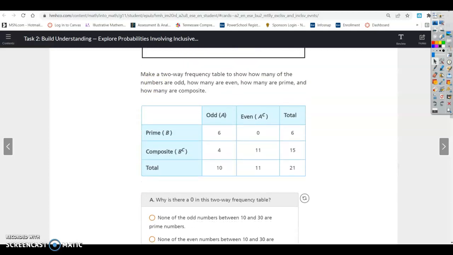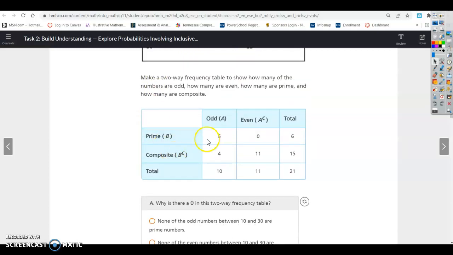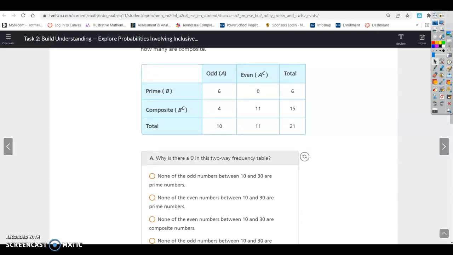All right, so in our frequency table, we have odd numbers, that's our event A. We have even numbers, which is our A complement. Okay, so even numbers are the complement of odd numbers. And then we've got prime numbers, that's our B event. And we have composite numbers, which is our B complement. And altogether we have 21 events.